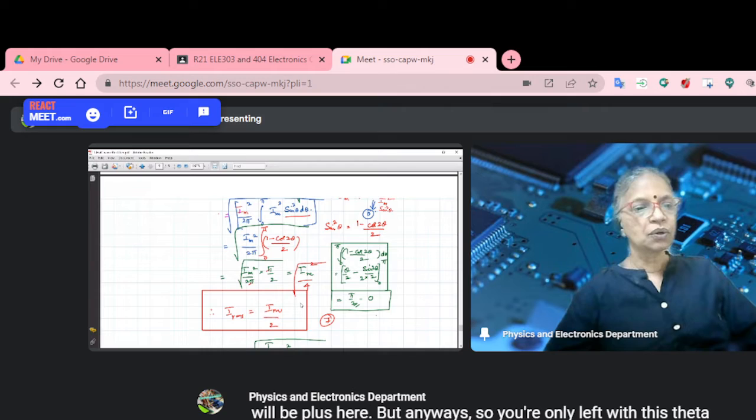So substituting this relation back into the definition, it's the square root of Im by 2 whole square by Im by pi whole square, minus 1. Okay. So Im gets cancelled. You are left with pi square by 4 minus 1. Substitute the value of pi, which is equal to 3.14, and the square of this, and finally take the square root. You are left with this value, which is 1.21. So thus the ripple factor for a half wave rectifier is given by 1.21.